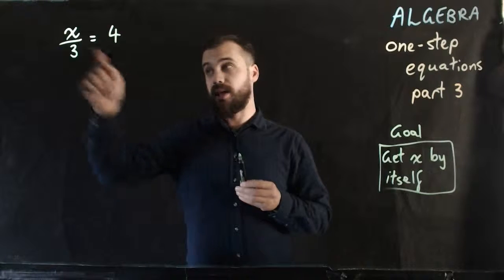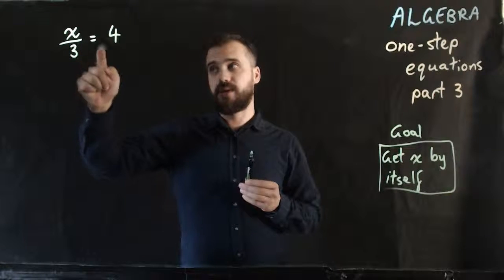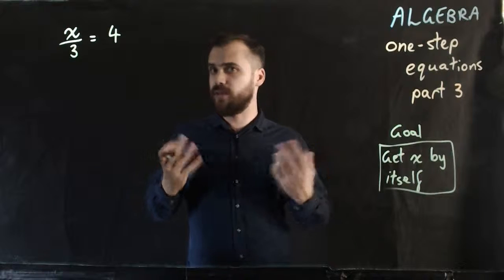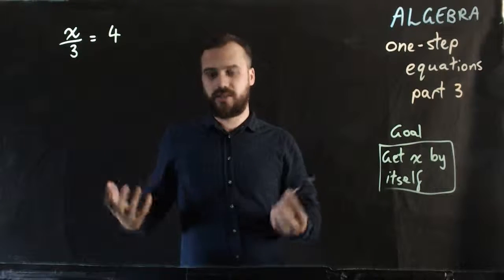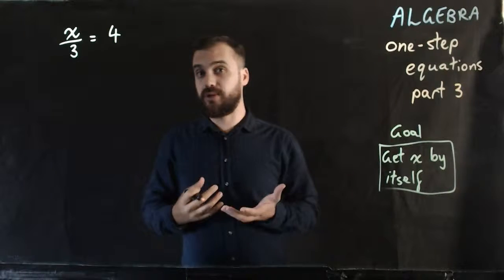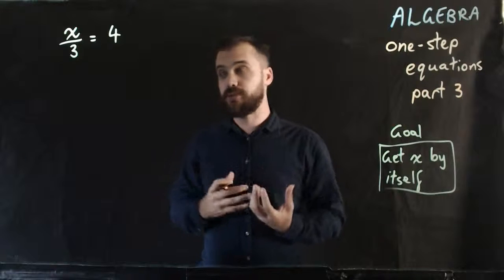So this says x divided by 3 equals 4. And our goal is to get x by itself. Who's hanging out with x? Well, there's this divide by 3 that's in the way. Now what's the opposite of divide by 3? The opposite of divide is multiply.